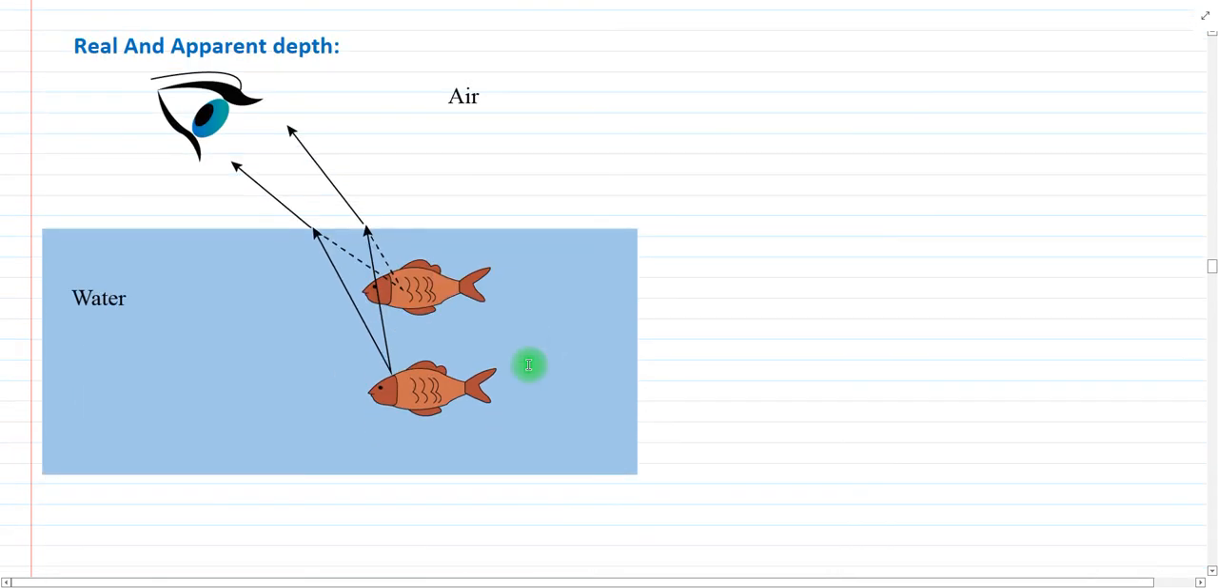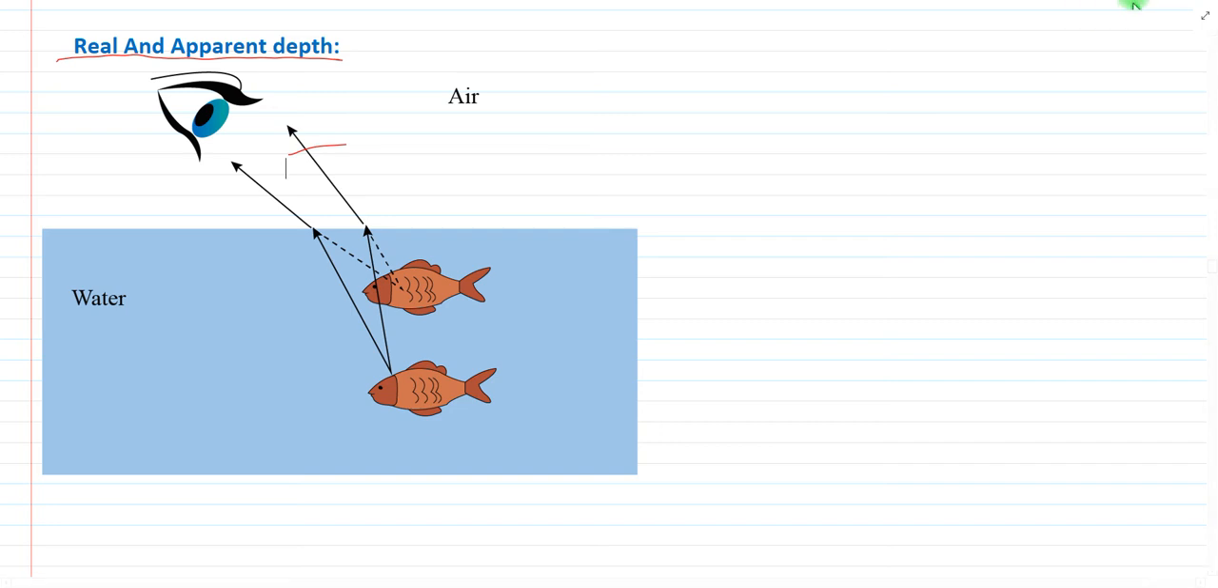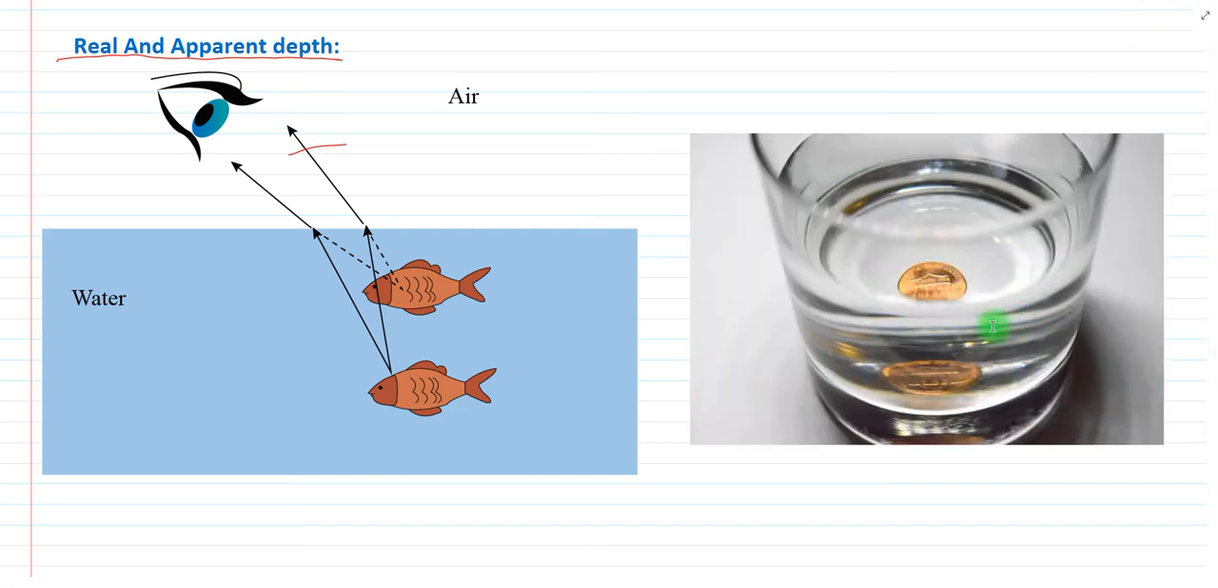So here there is an important part: real and apparent depth. If we see something underwater, we cannot see the actual position of this object. Suppose you see a coin inside water, you will see that the depth of the coin is decreased. Means we are seeing the apparent position, not the actual position of the coin.